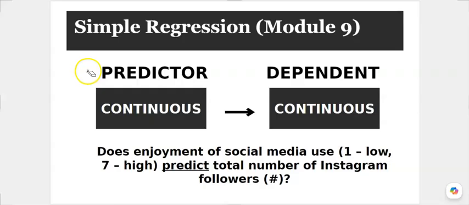And then finally, for prediction, we have the regression test. In regression there are two continuous variables, and the independent variable can predict the dependent variable. The enjoyment of social media use, measured with a Likert scale, is the independent variable. It predicts the total number of Instagram followers. In this case, when the enjoyment is higher, the total number of Instagram followers is also higher. That is how we can predict the number of followers.